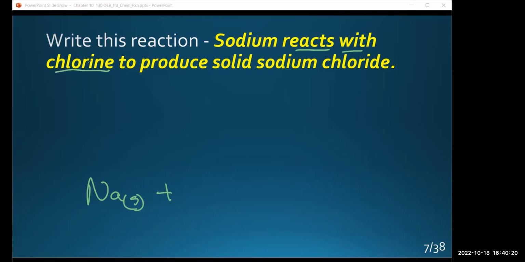Then we have chlorine, I-N-E, chlorine, diatomic, Cl2, which is the gas. "To produce" is your keyword for the arrow, the reaction arrow. You may see "to produce" or "yields" or "gives," and so on and so forth. Then we have sodium chloride, which by the name tells you it's an ionic compound. So we need to first write it down as ions to verify that we put it together correctly.